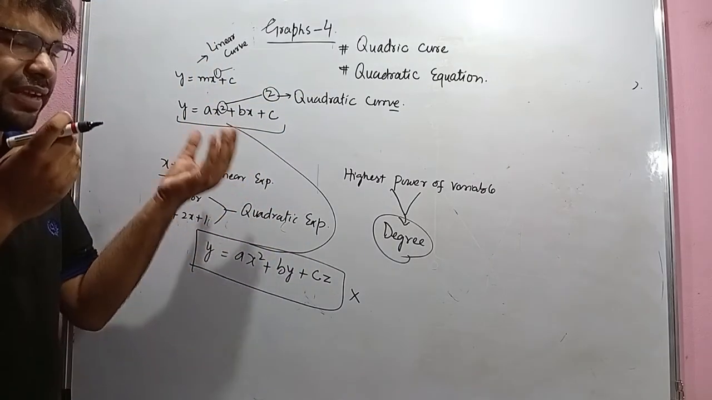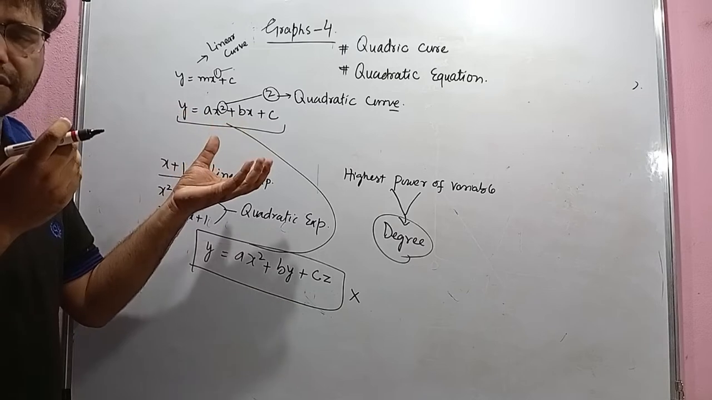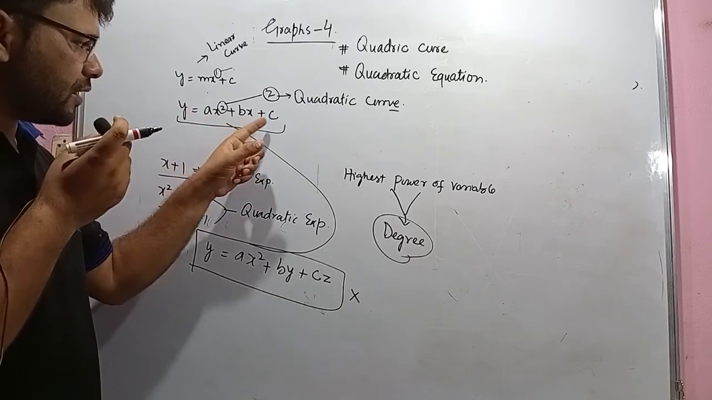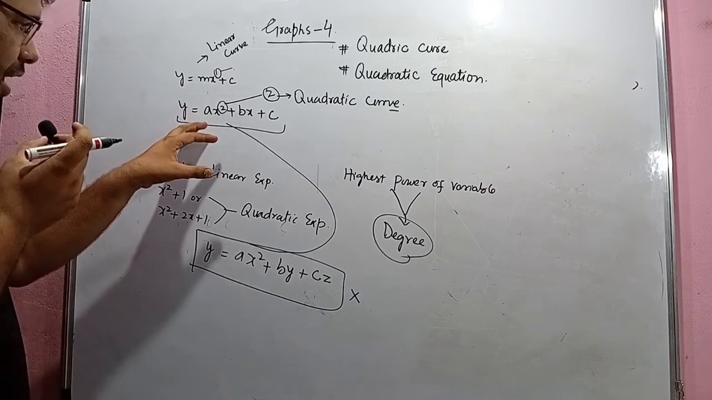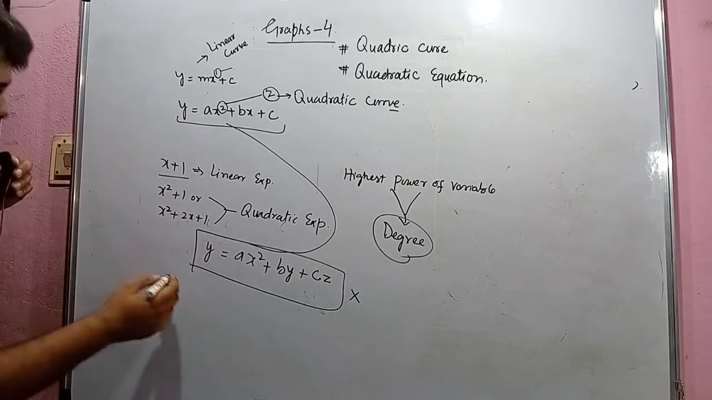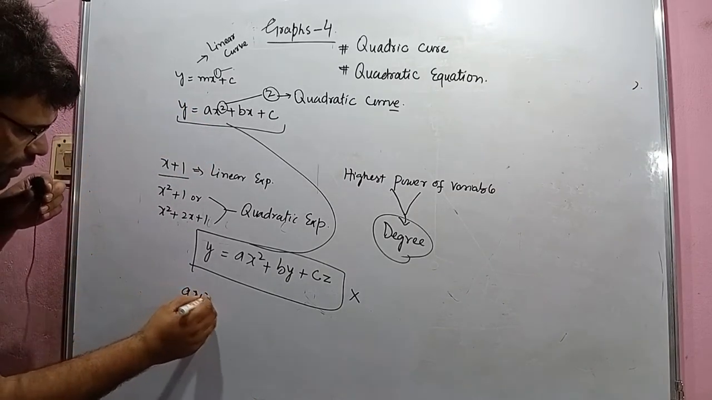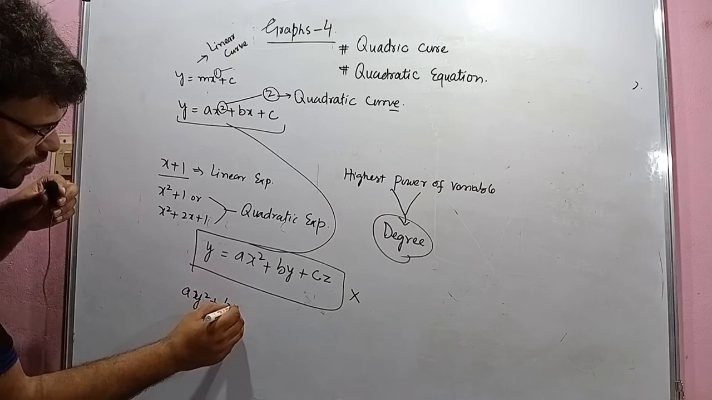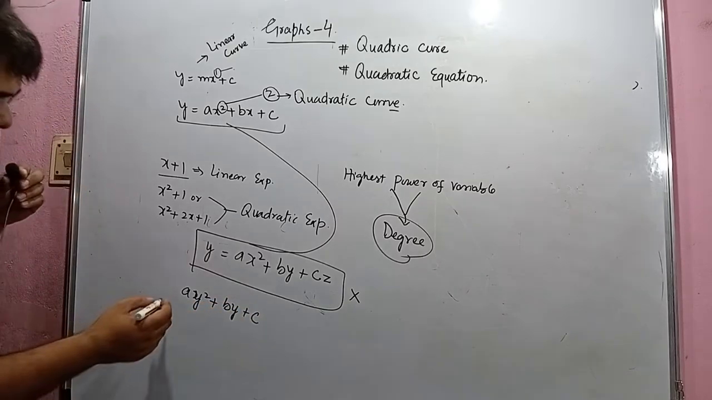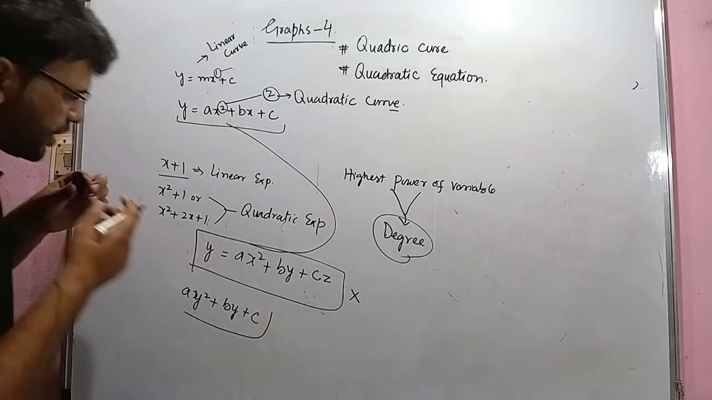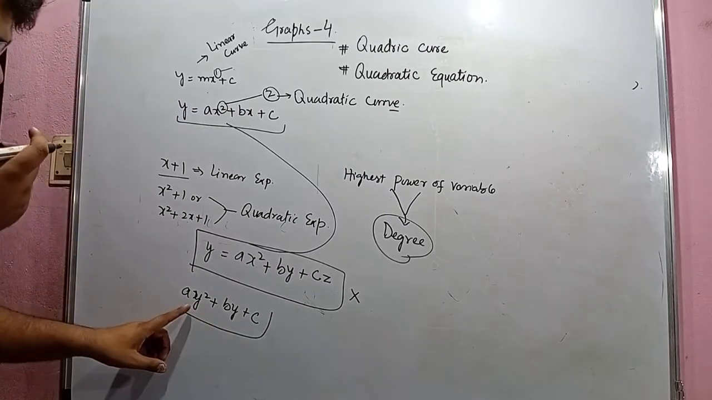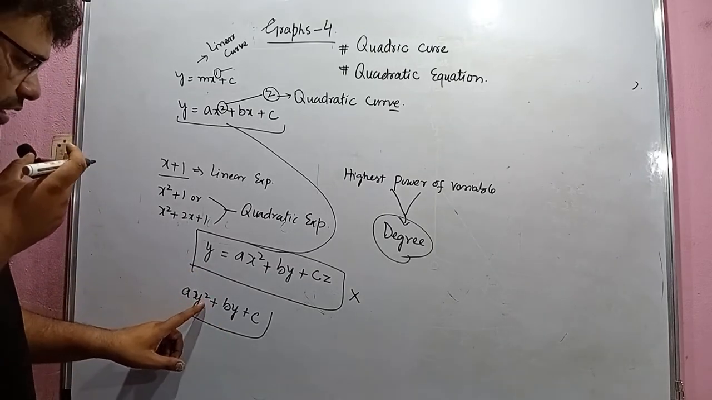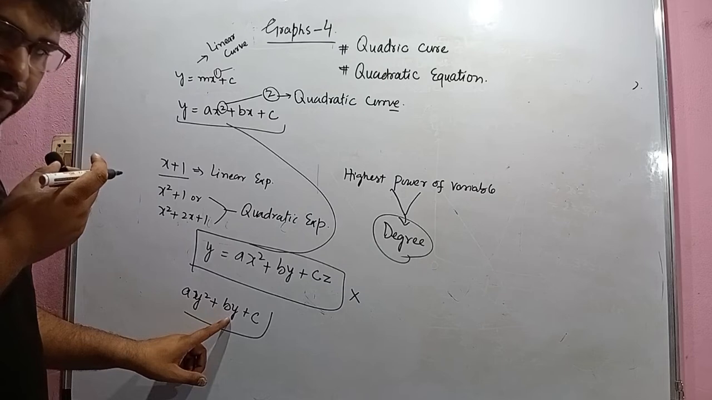Sometimes a is 1, -1, 2, 3, 0, like that. Any real number it can be. C is here also the constant. So if we have ay square plus by plus c, then yes, this is the quadratic expression. Here the variable is y. You can see here y square and y is there.